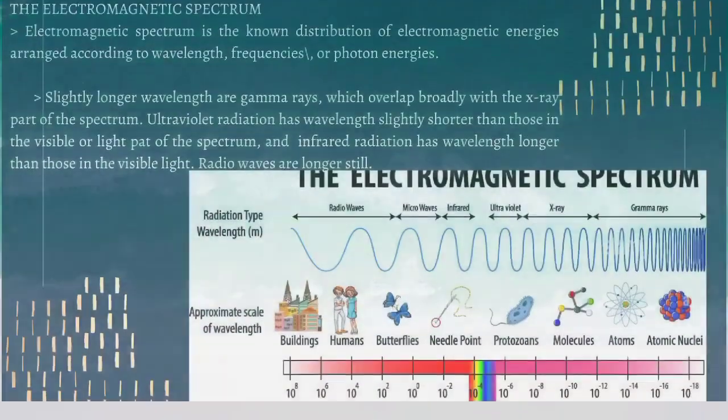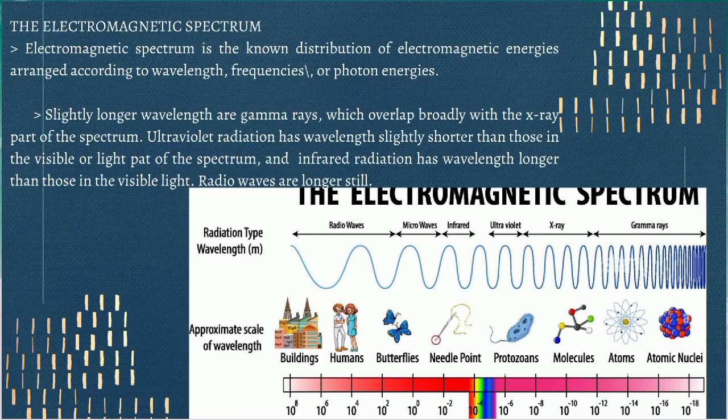So, the next topic is the electromagnetic spectrum. It is the known distribution of electromagnetic energies arranged according to wavelength, frequencies, or photon energies. Here are some examples of the electromagnetic spectrum. Slightly shorter in wavelength are gamma rays, which overlap broadly with X-rays. Then, ultraviolet radiation has wavelengths slightly shorter than those in the visible light part of the spectrum. Infrared radiation has wavelengths longer than those in visible light. Radio waves are still longer.